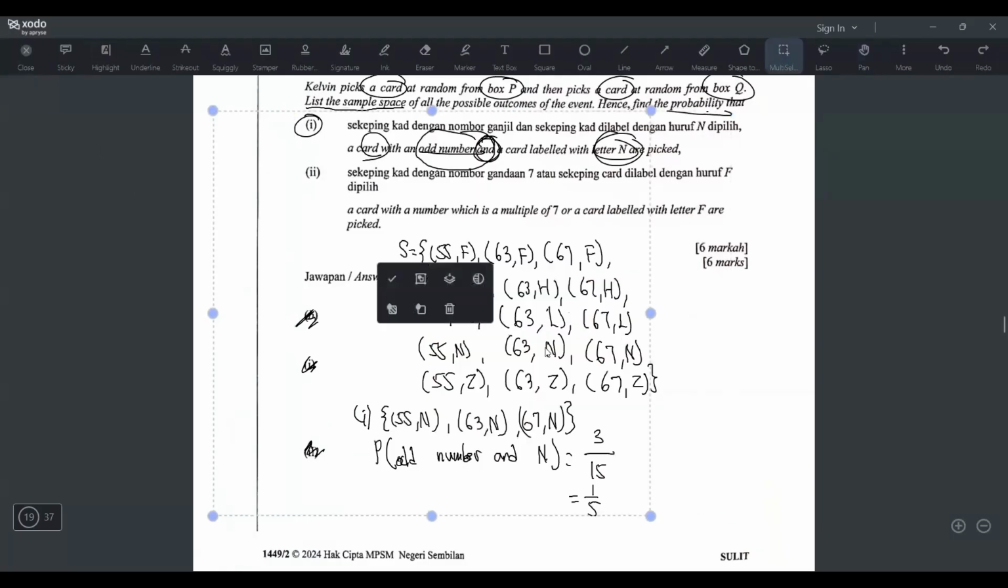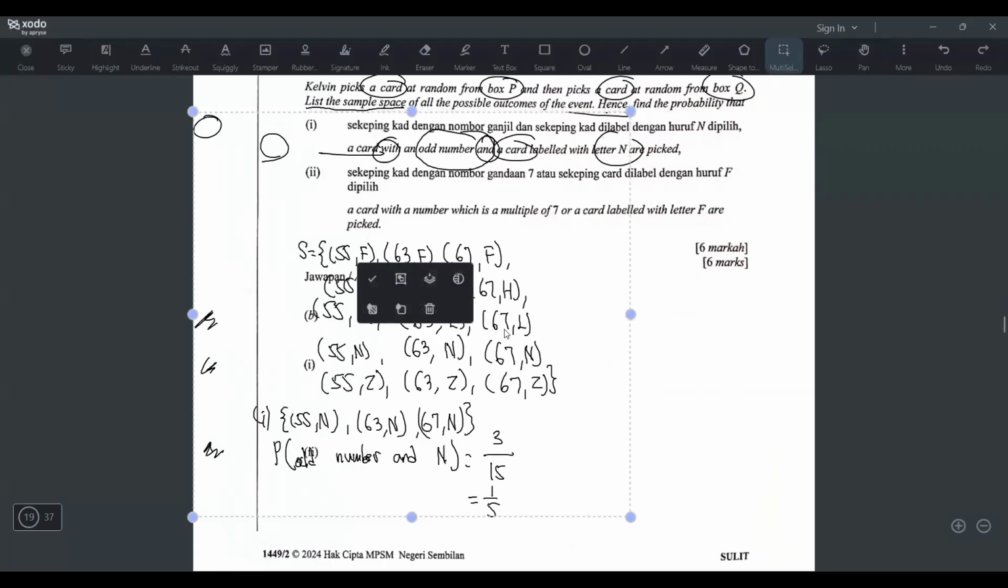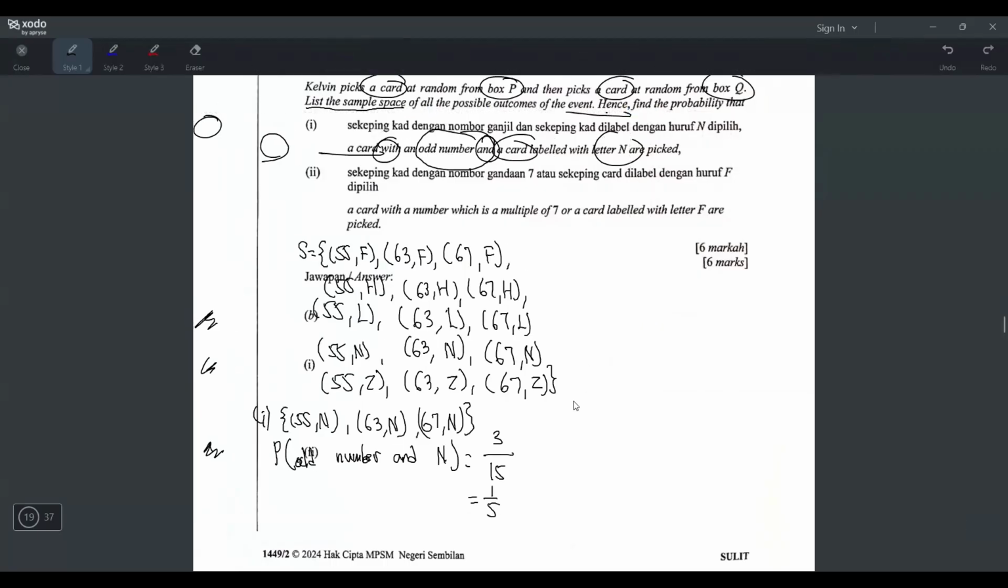Okay, let me move this over here. Okay, let's do number 2. They want to find probability also, but for a card with a number which is a multiple of 7 or a card labelled with letter F. So same like just now, you skip one line first, leave an empty space, and then you write what they want, probability of what?